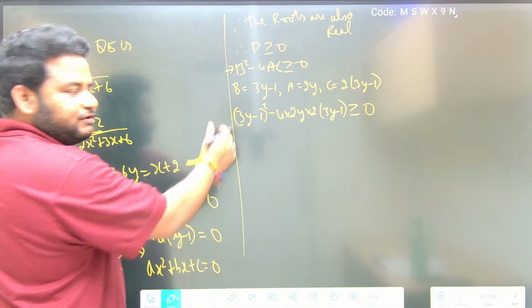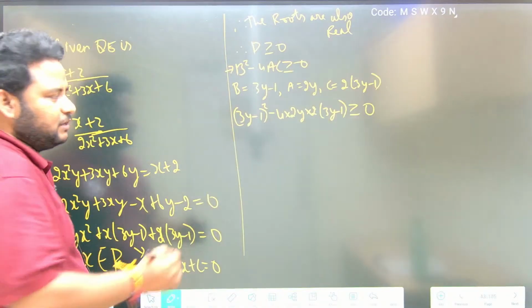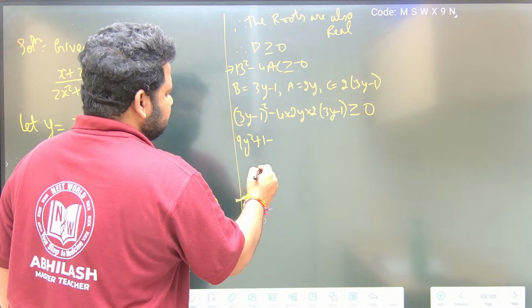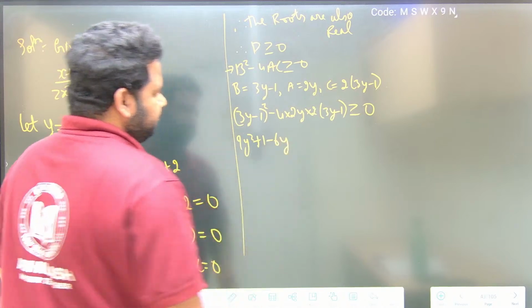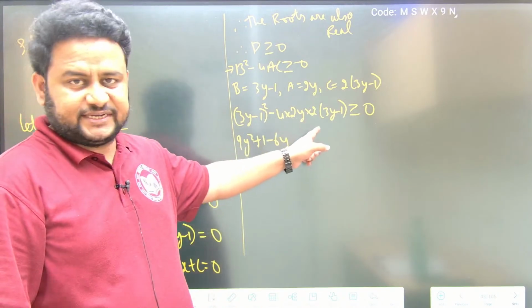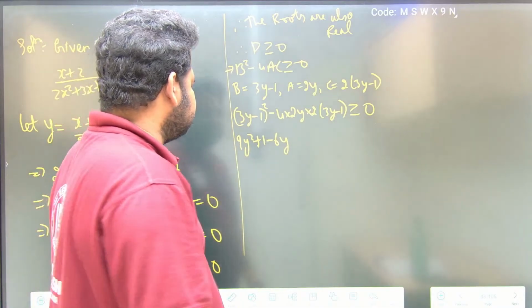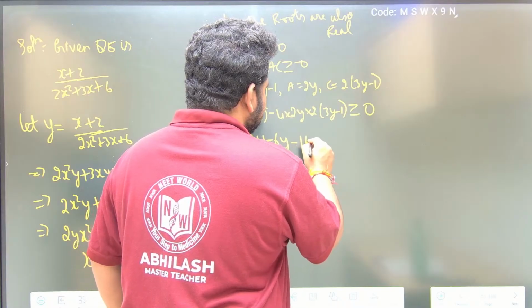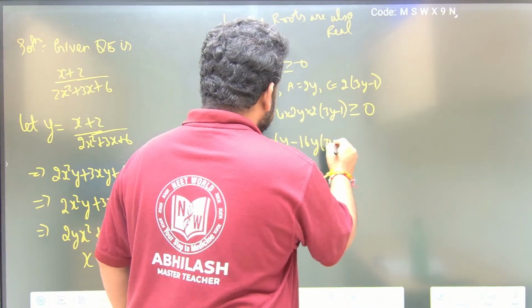Now what can I write? 3y minus 1 whole square is the a minus b whole square formula. This is 9y square plus 1 minus 2 into 3, which is 6y. And 4 twos are 8, 8 twos are 16, so 16y into 3y minus 1.